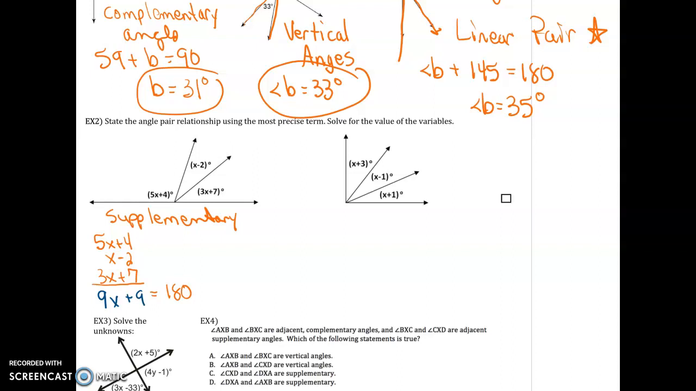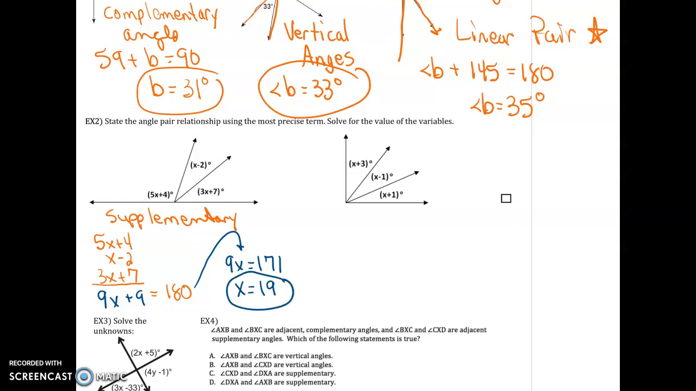And now I can just work to get x alone. First I'll subtract the 9 from the 180, which leaves me with 171. And then I can divide by 9 and I'll realize that x is worth 19, not degrees, but 19.